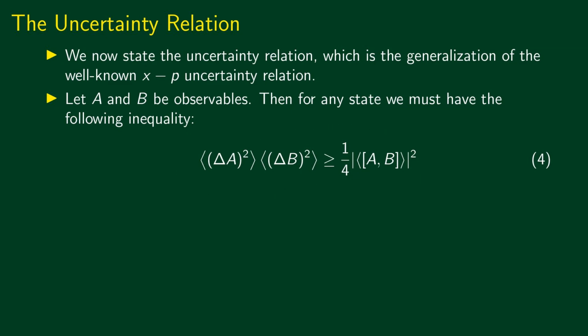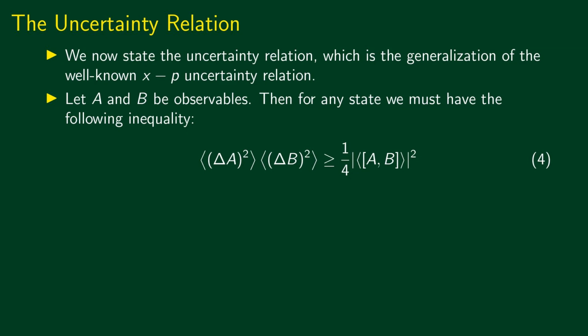The mean square deviation in A multiplied by the mean square deviation in B is greater than or equal to 1 by 4 modulus square of the expectation value of the commutator of A and B. So first you have to find the commutator of A and B, take the expectation value, and then the modulus square. Clearly, if the commutator is 0, then this is equal to 0. The product of the mean square deviations will go to 0.